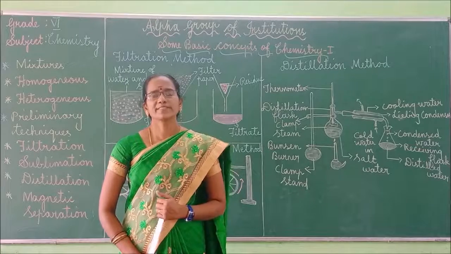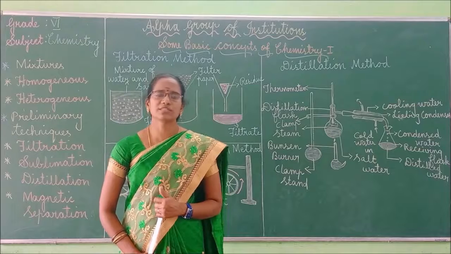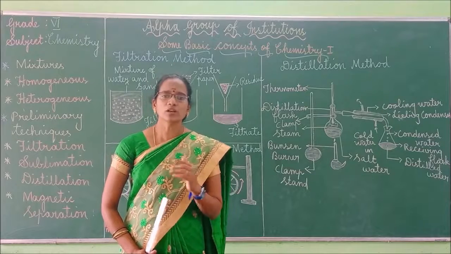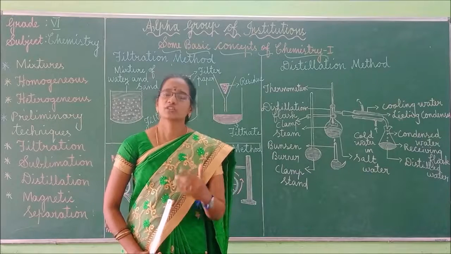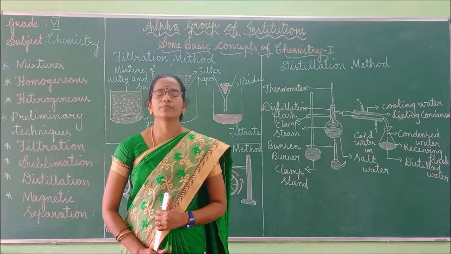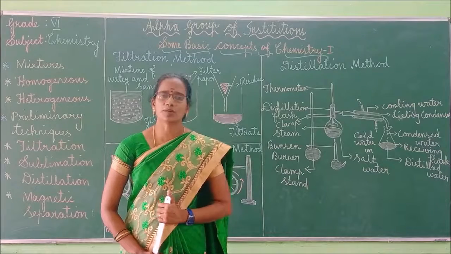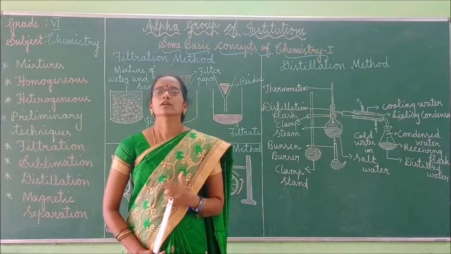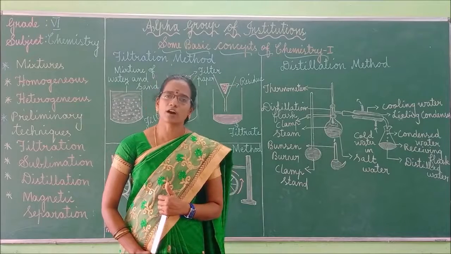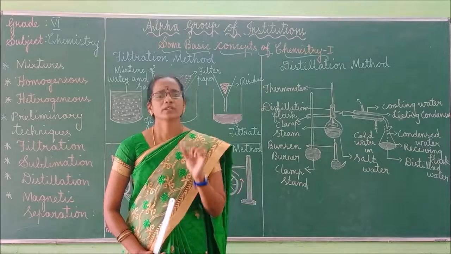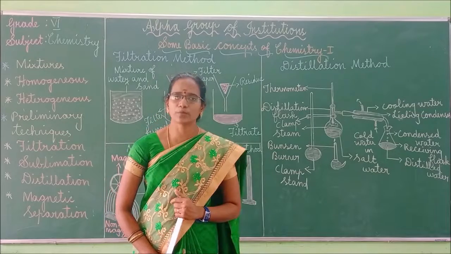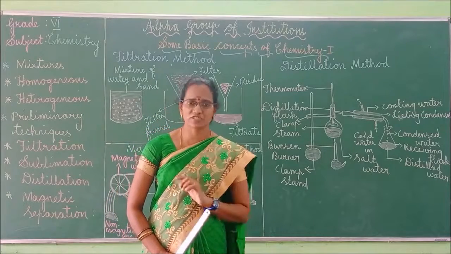Examples of homogeneous mixture are salt dissolved in water, sugar dissolved in water, methyl alcohol dissolved in water, and then iodine dissolved in carbon tetrachloride. These are some of the examples of homogeneous mixture.